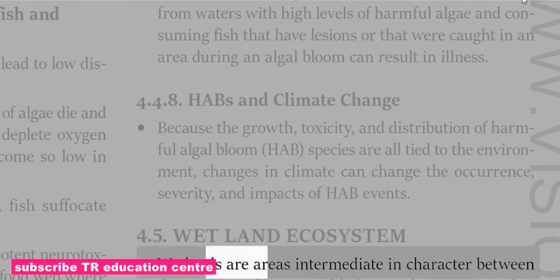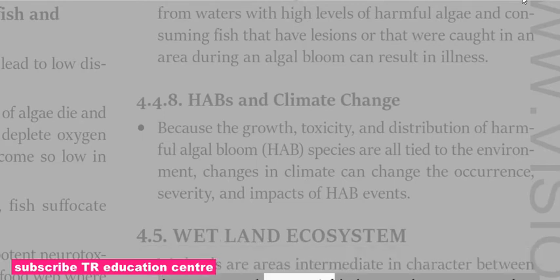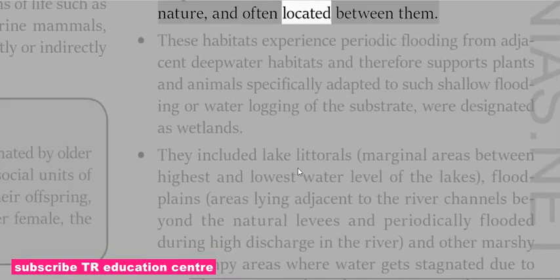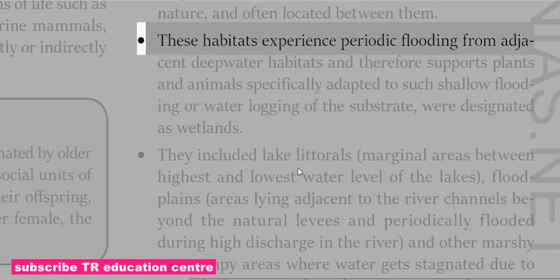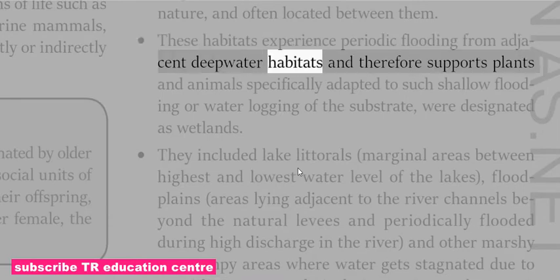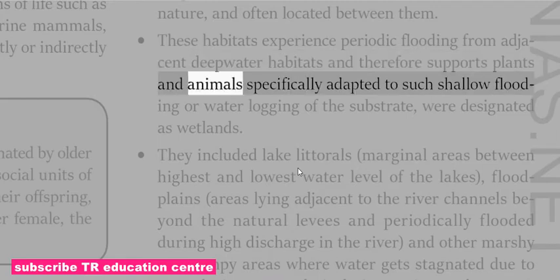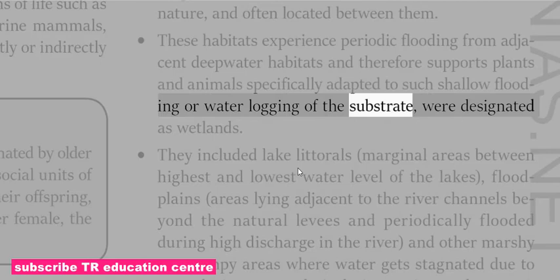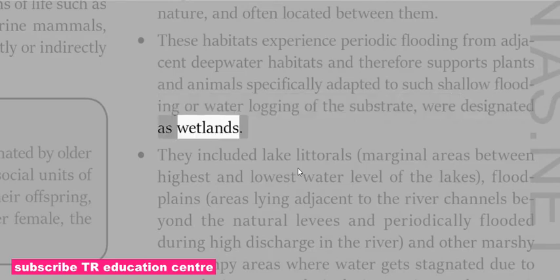Wetland ecosystem. Wetlands are areas intermediate in character between deep water and terrestrial habitats, also transitional in nature, and often located between them. These habitats experience periodic flooding from adjacent deep water habitats and therefore support plants and animals specifically adapted to such shallow flooding or waterlogging of the substrate, and were designated as wetlands.